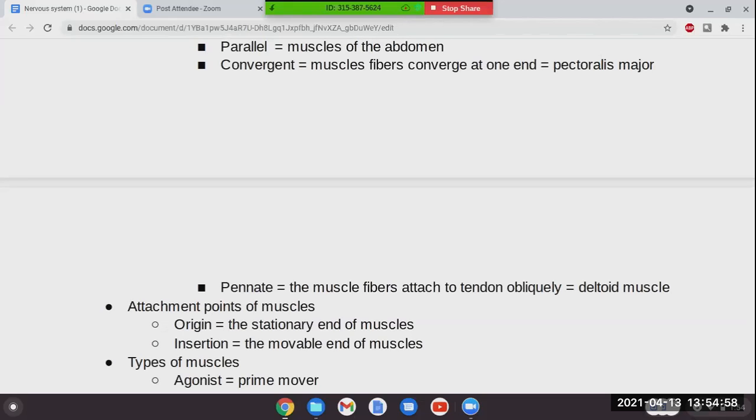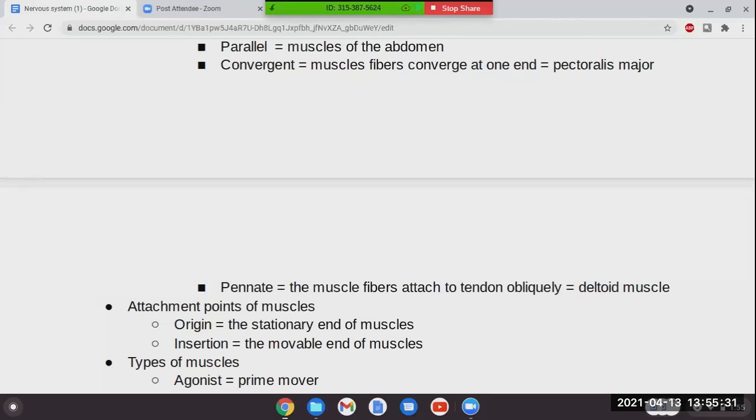And we have the pennate. These are probably the more complex kinds of fascicle organization. Here the muscle fibers are attached to the tendon obliquely. They are not attached parallel or circularly or in a convergent way. They are attached to the tendon obliquely, and they don't have a very definite shape. One typical example is the deltoid muscle, or the shoulder muscle.